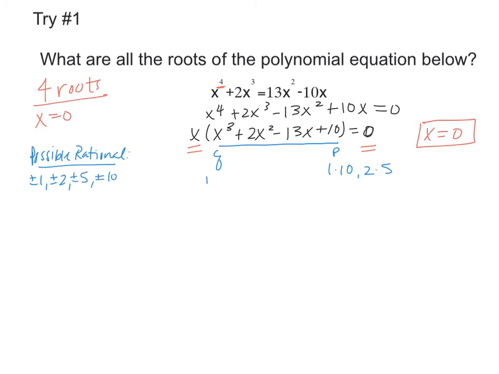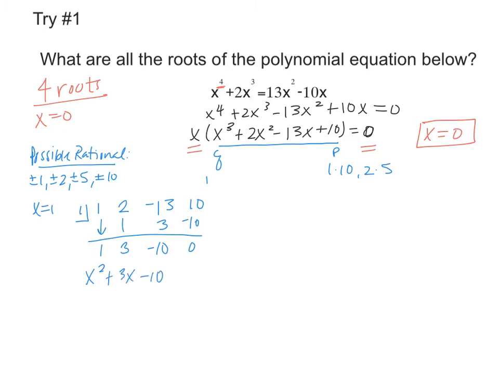All right, so I like to test the small number first. So we're going to try x equals 1 and see if it works. Okay, if x equals 1, then that means 1 would go in the box for synthetic division, and the rest of those powers, x cubed, the coefficient is 1, then x squared is 2, x is negative 13, and no power, or the constant, is 10. Bring down the 1. 1 times 1 is 1, that's 3. 1 times 3 is 3, negative 10, negative 10, 0. So that equation is going to be x squared plus 3x minus 10. And that should work. And by the way, since the remainder is 0, x equals 1 is also a root, so 1 is going to work.